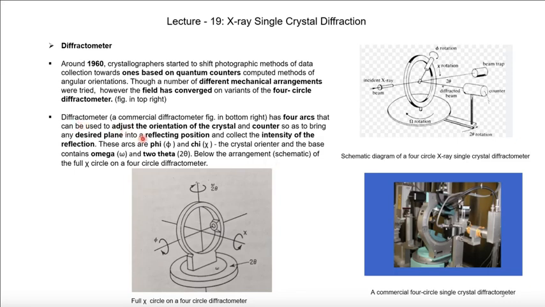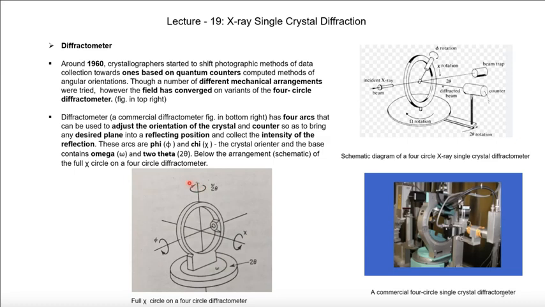Every diffractometer has its special some points, so we have to think about it and work on it. Well, a diffractometer, whatever commercial equipment, has 4 arcs, which we show here. They are to adjust the orientation of the crystal and counter so as to bring the desired plane to a reflected position, and then collect the intensity of the reflections. These arcs are phi, chi, this is a chi arc, this one is a phi arc, and then these are the 2 theta arc, omega arc, and 2 theta arc.